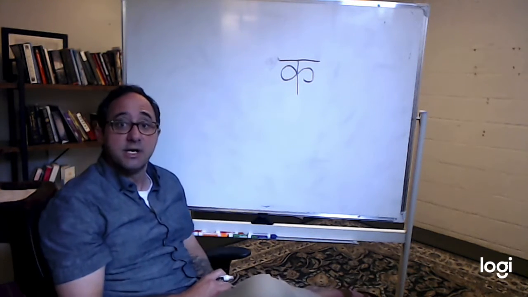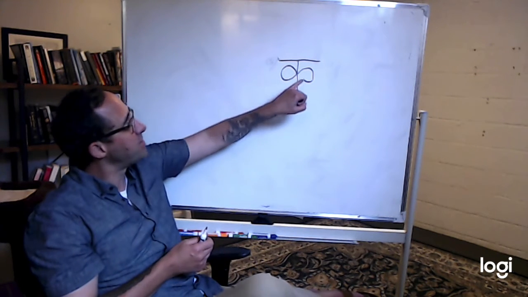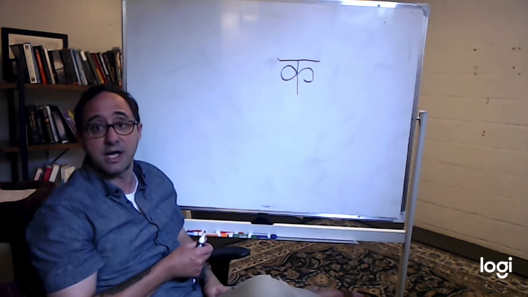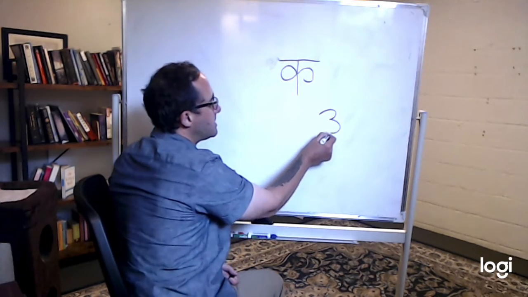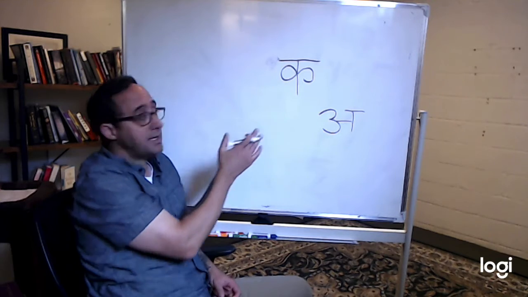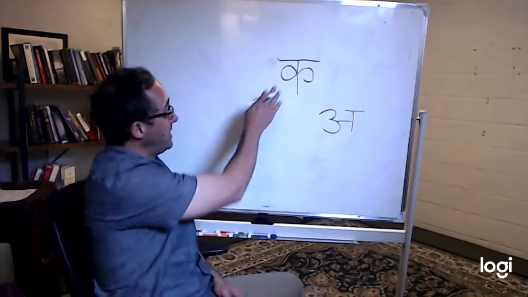What is this sound? Cuh. Notice I make an afterwards. It's implied that there is an in this. Ka, ka. There is a silent sound. There's a silent, I mean, not silent, invisible. There's an invisible sound in there.